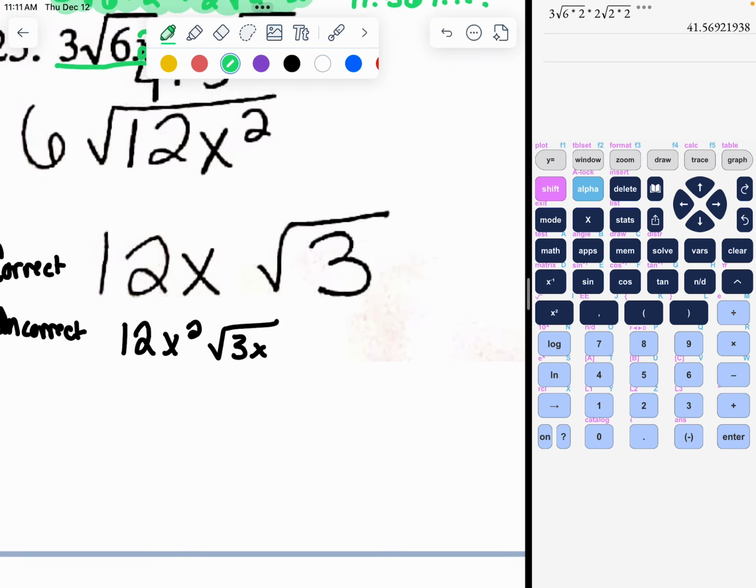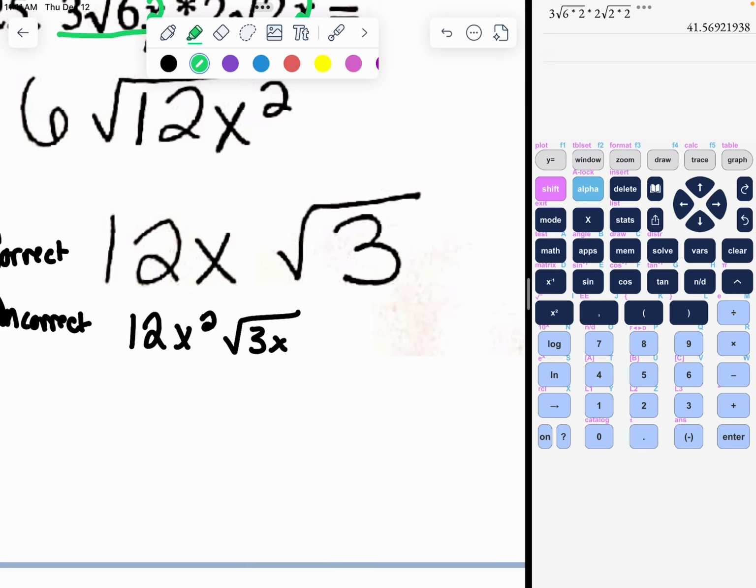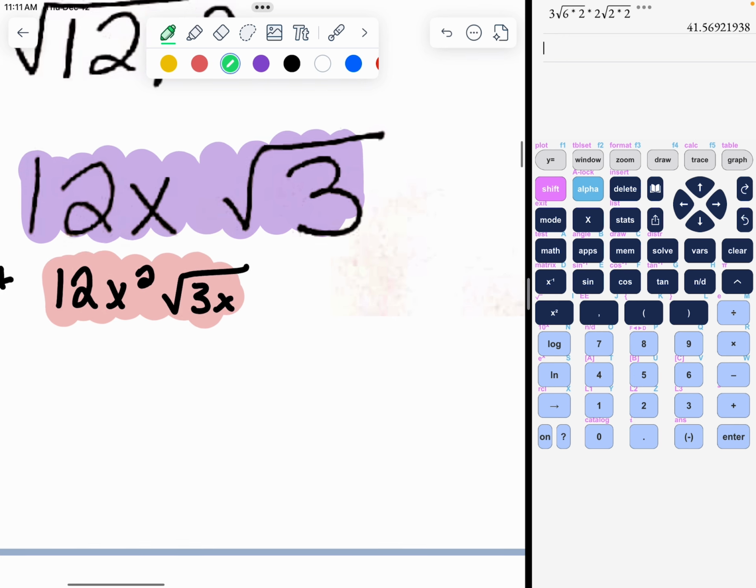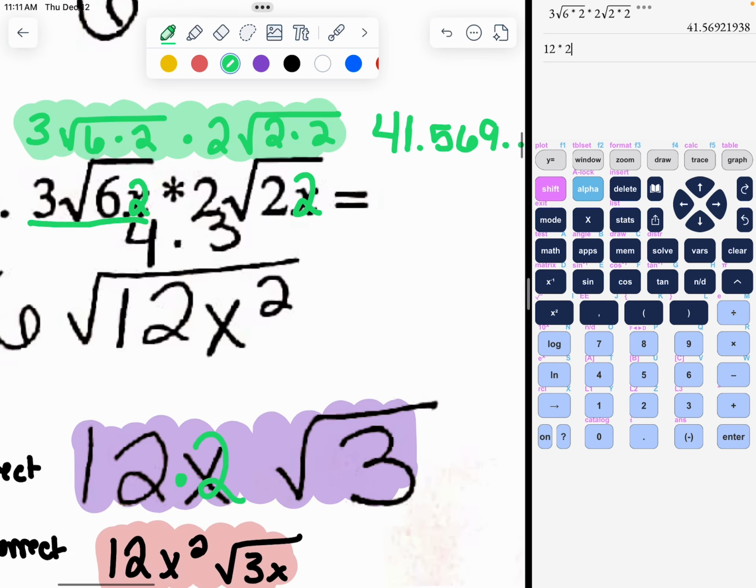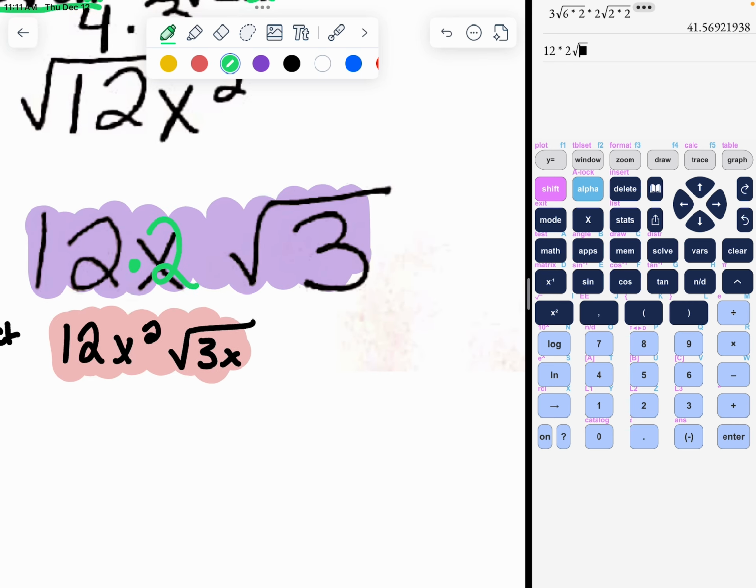All right, so what I want to show you is how a student could know that this purple choice is the correct choice on the test and this red choice is the incorrect choice. They set x to the same number. Remember, I made it 2. So instead of doing 12 times x on my calculator, I do 12 times that same number I picked up here, and then I do the square root of 3.